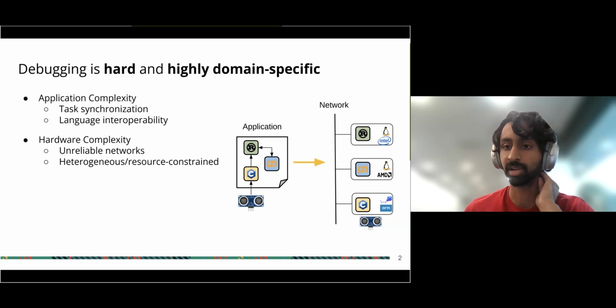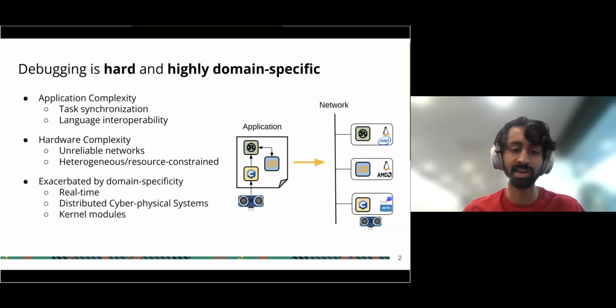When we look at the hardware, there's additional complexity that comes in. We often have unreliable networks. We can have networks that drop. We can lose connection. We need to have fault tolerance to these things. And we also deal with heterogeneous and resource-constrained devices. A lot of times, being able to bootstrap something on a microcontroller and edge system is much harder than on more powerful devices.